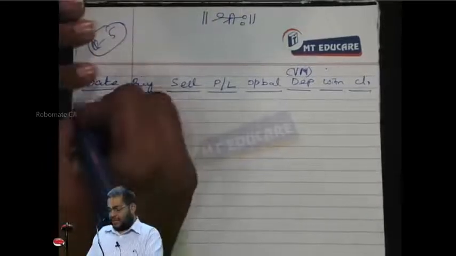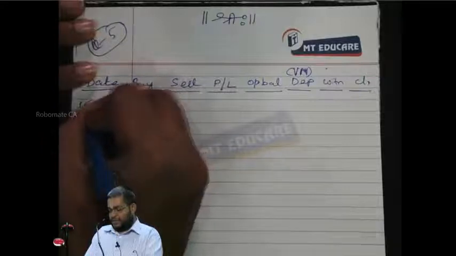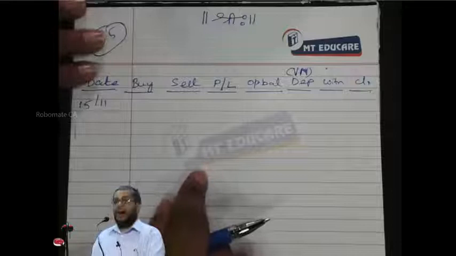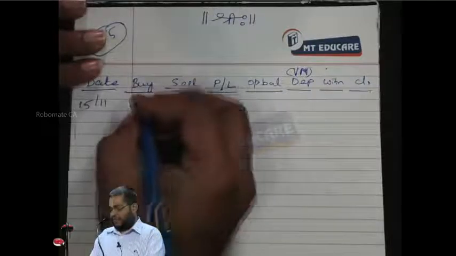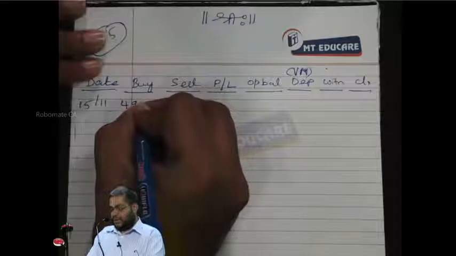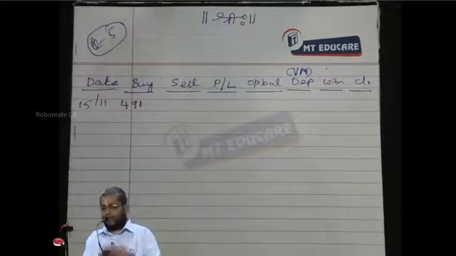Now, first, what the day? When I enter into the market? 15 November, 15/11. I entered market 15/11. I entered with a buy order for how much rupees? 491. I gave a buy order for 491.